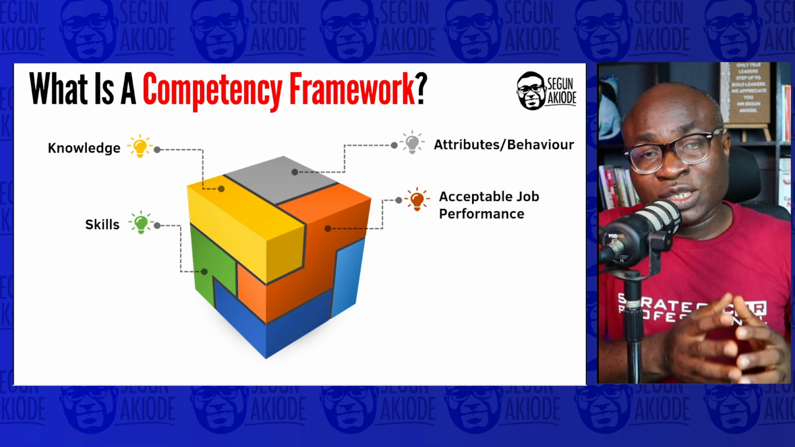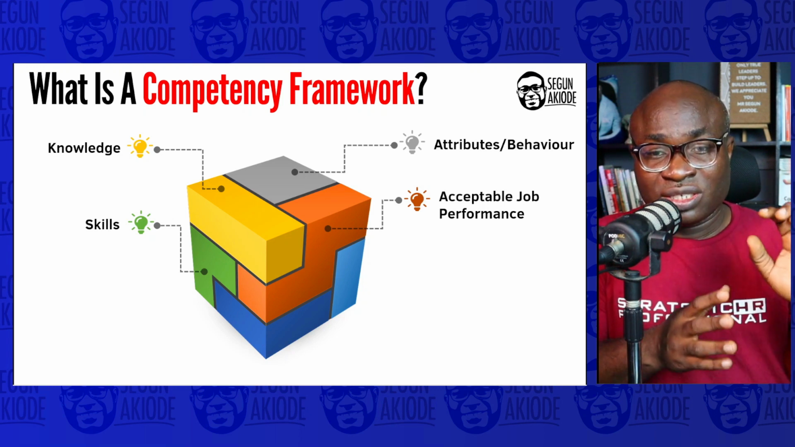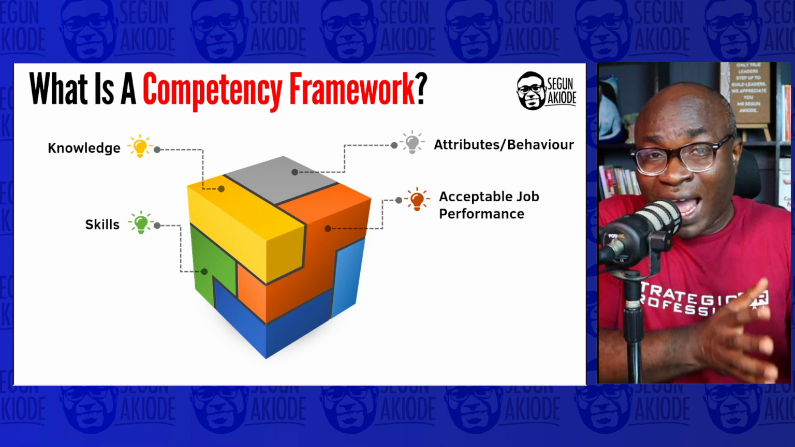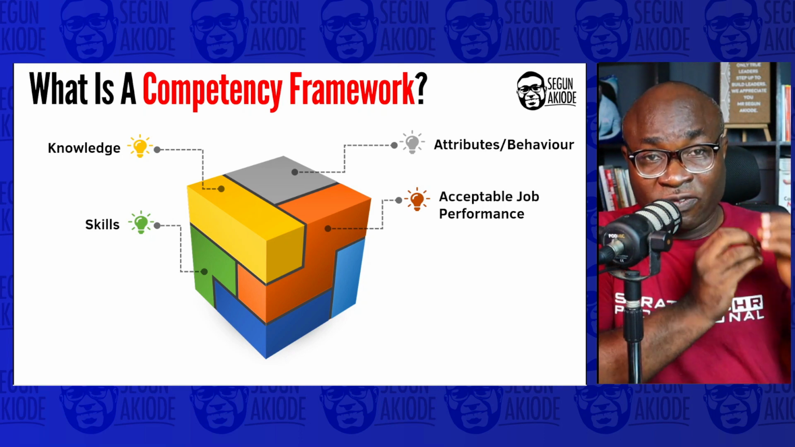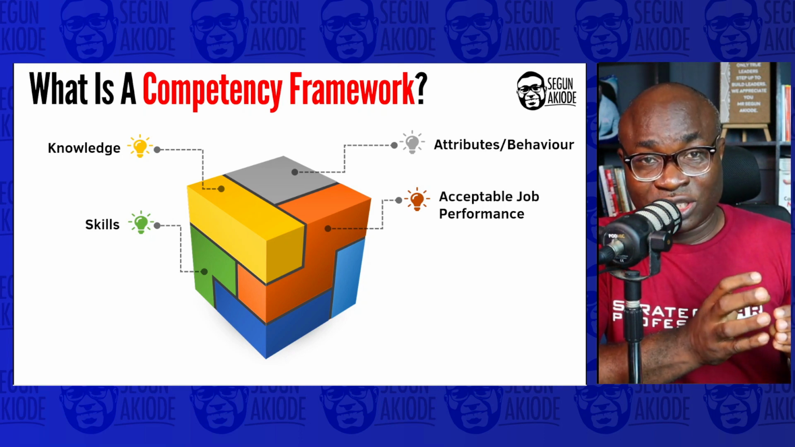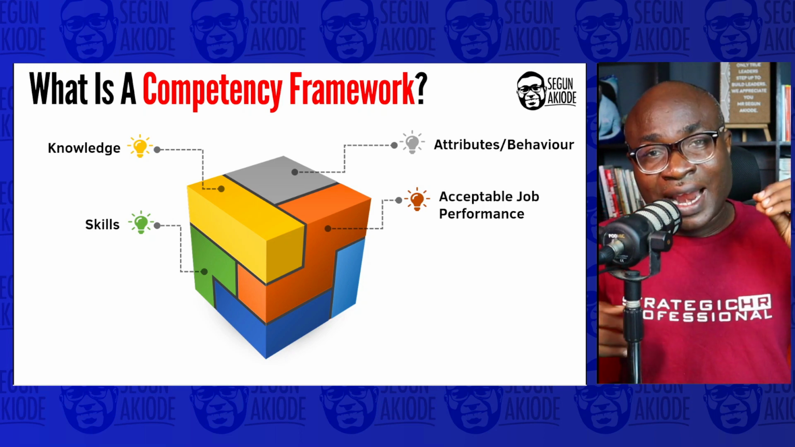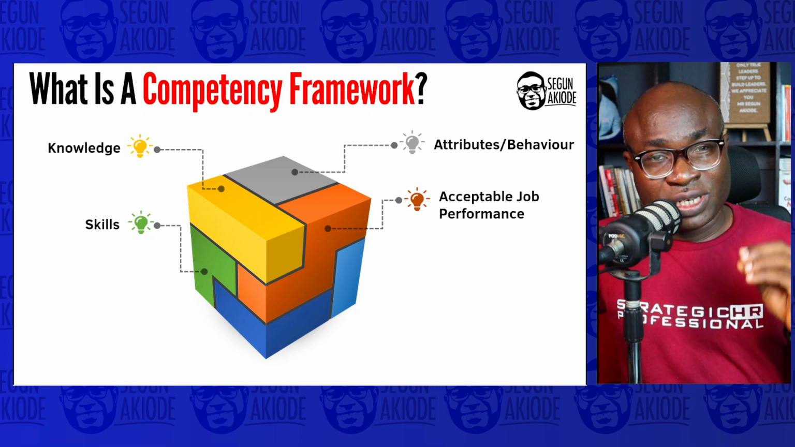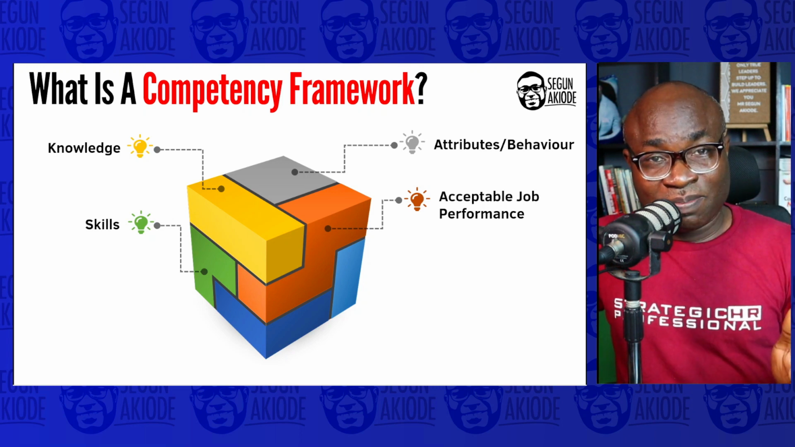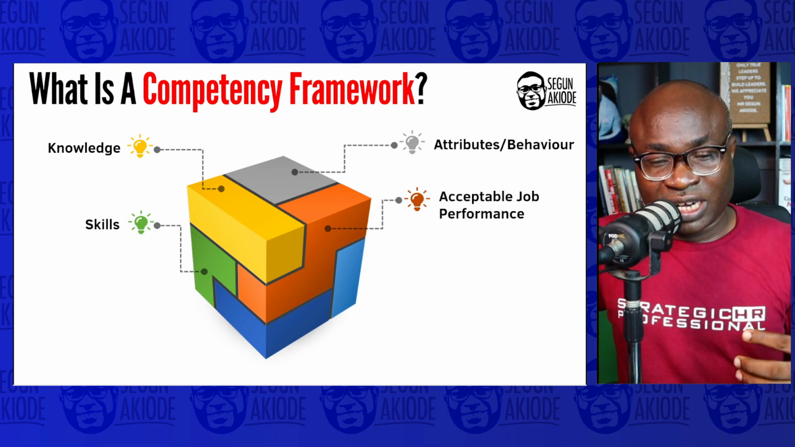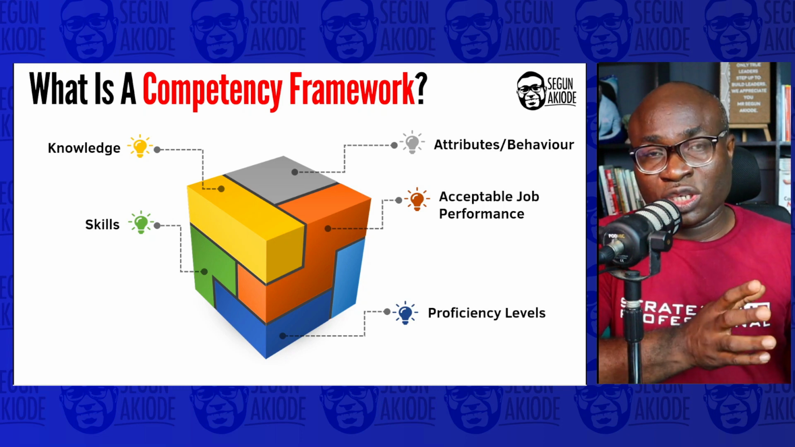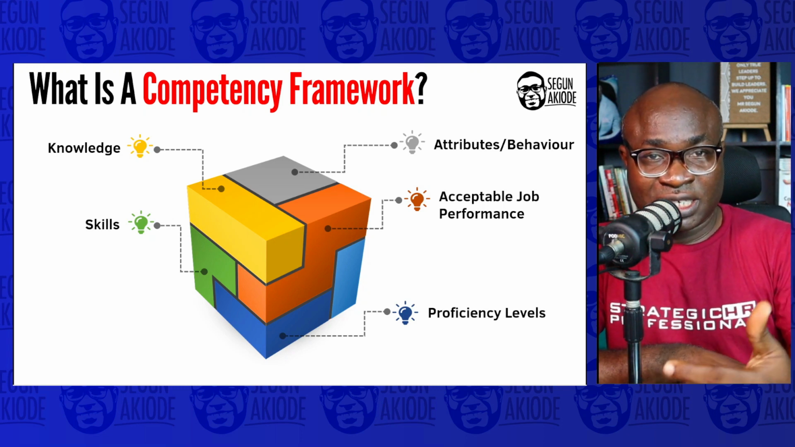The process of gathering the knowledge, skills, and attributes required for acceptable job performance for each job within an organization is you creating the competency framework itself. And each of these competencies will need to be interpreted in terms of proficiency levels, such as basic, intermediate, and advanced.